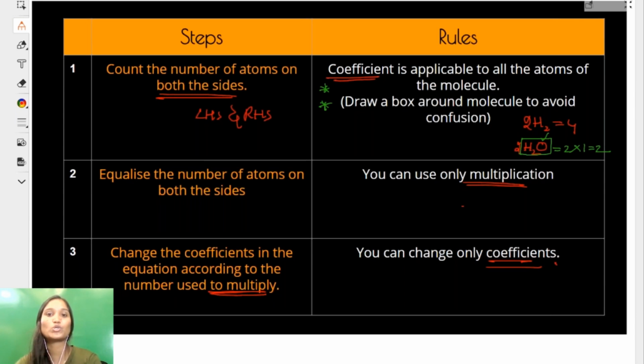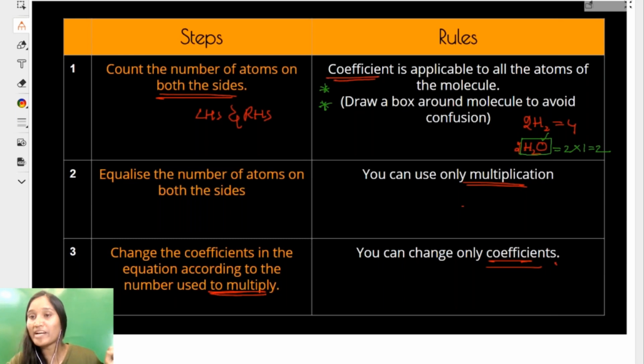Yes, that's good. So don't be so happy because I have given you the most basic equation. Now let us take one more equation and balance it. Let us practice a few more with increased complexity so that we can get good practice.